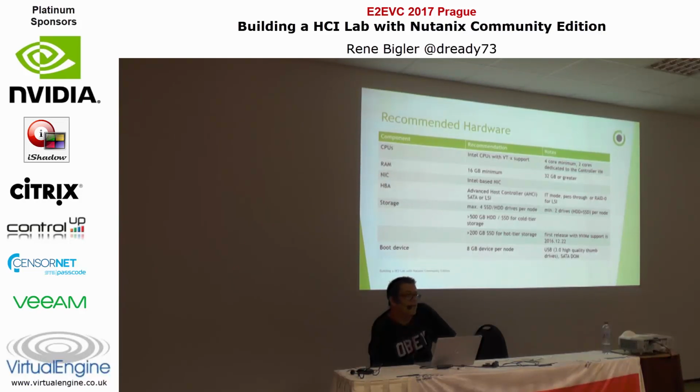More RAM is better. Nutanix uses a lot of RAM. It's based on a controller VM, CVM, on every host running, and the official minimum for the CVM is 12 gigabytes per CVM. So there's not much left for running your workloads.